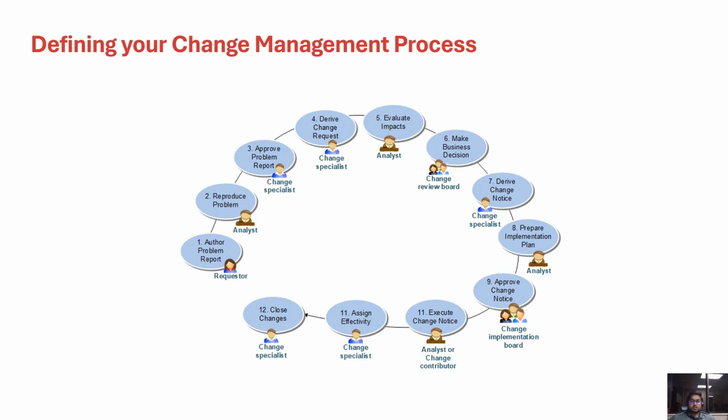After the change notice has been derived, the analyst prepares a detailed plan on how to implement the change. Looking at the implementation plan, the change implementation board approves the change, and then the analyst and the change contributors implement the change on the respective assembly, subassembly, or part. After the changes have been implemented by the analyst and the change contributor, the change specialist can assign effectivity to the change notice. After all of this is done, the change specialist can go ahead and close the change.